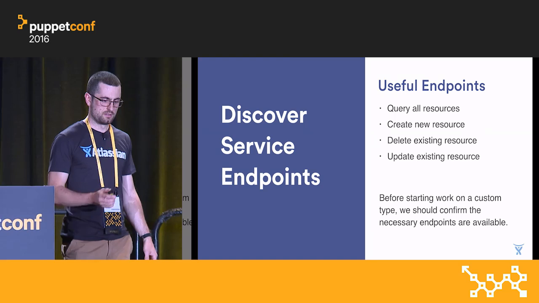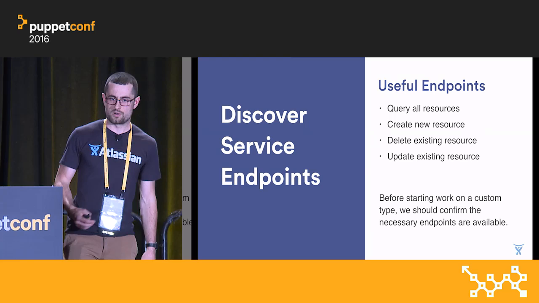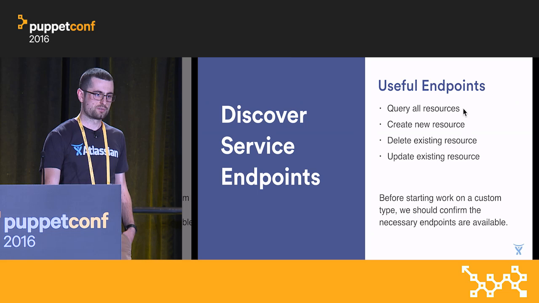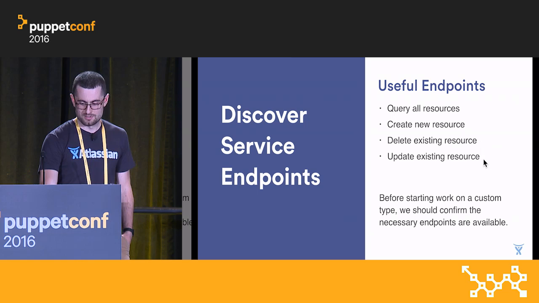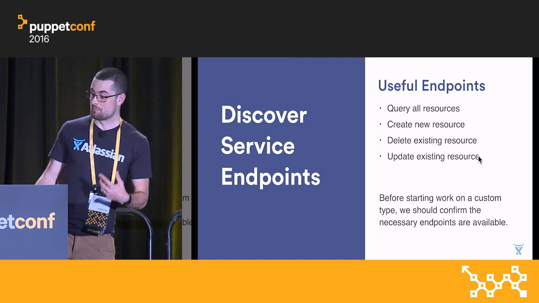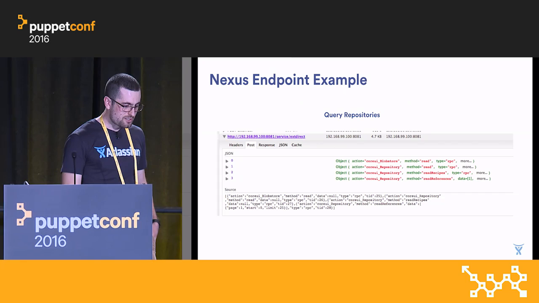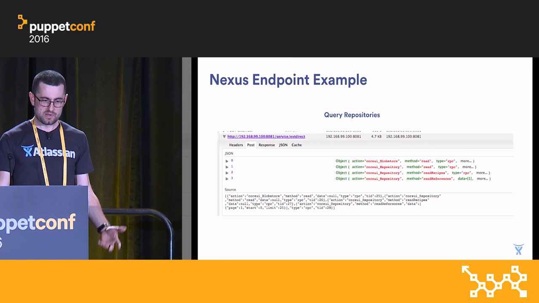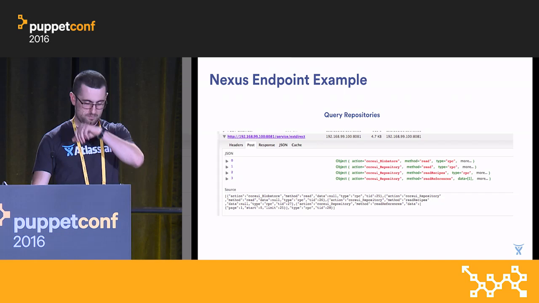Okay, so before we actually start writing code for our type and provider, we need to do a little bit of reconnaissance. We need to discover the endpoints for our service. At a minimum, we're going to need to be able to query all resources, create a new resource, delete an existing resource, and update an existing resource. We can do an update by deleting and then recreating, but if an update endpoint exists, that's preferable. For my particular example, there wasn't any developer documentation for the API, so I did a little bit of searching. This is Firebug. It's better if you can develop against one that's documented because it's a little bit of a contract between you and the software vendor, but in our case, we didn't have that.